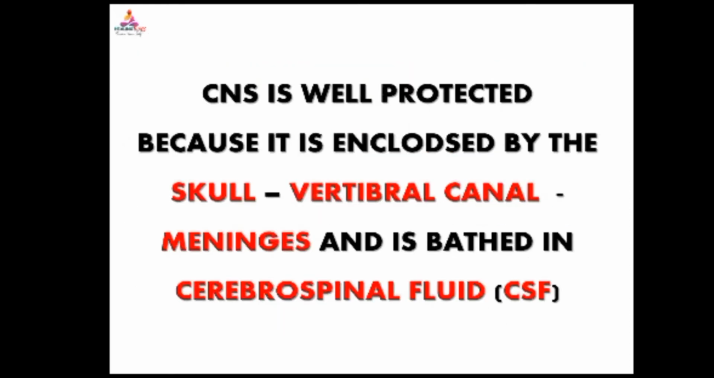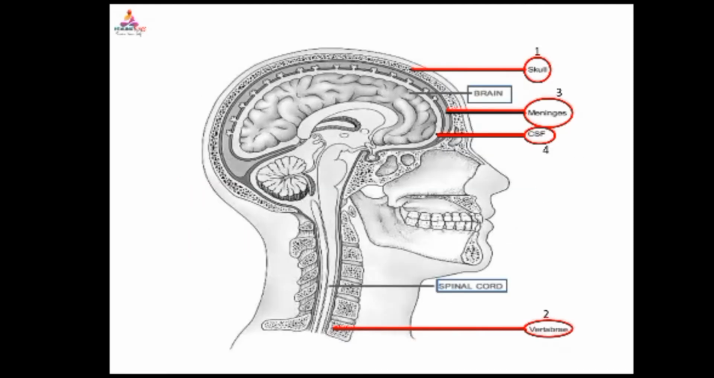The central nervous system is well protected because it is enclosed by the skull, vertebral canal, meninges, and is bathed in cerebrospinal fluid. See, the outermost layer is protected by the skull, which is hard bone. Then it is covered by the meninges. Again, the brain is situated in the cerebrospinal fluid. Then the vertebra covers the spinal cord.